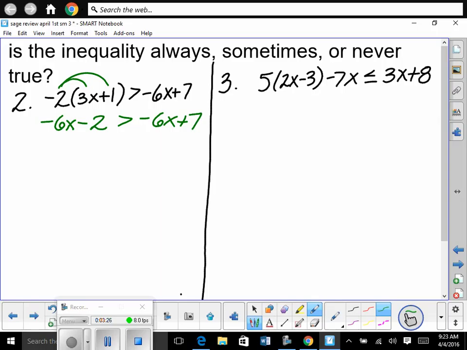Now we didn't need to change the inequality because we didn't multiply a negative to both sides of the equation. We just multiplied in our negative, so we're good. So let's continue to solve. So I'm going to combine my x's. So I'm going to add 6x to both sides. So we have negative 2, that becomes 0. So we have negative 2 is greater than, and then that also happened to become 0. So we have 7. Is negative 2 ever greater than 7? No, so the answer would be this is never true.